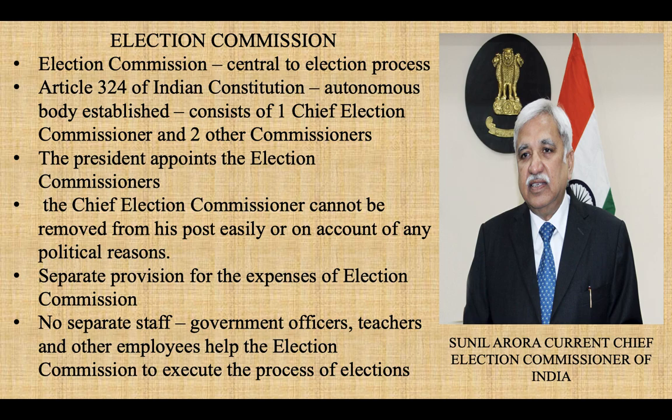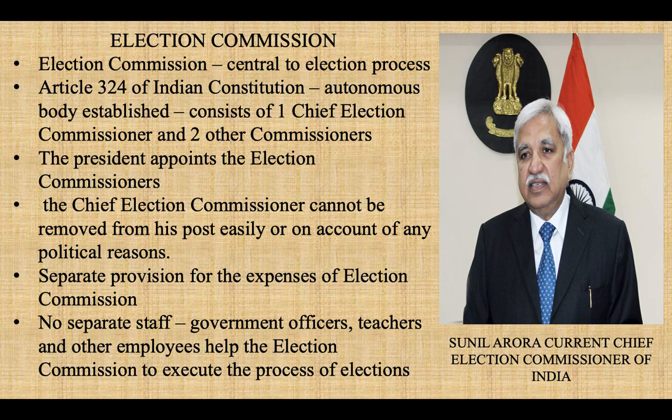In India, the Election Commission is central to the process of elections. Article 324 of the Indian Constitution has established this autonomous body, which consists of one chief election commissioner and two other commissioners. So, according to our Indian Constitution, Article number 324 gives full authority, autonomous meaning to have freedom to govern itself. So this particular commission has the right to make certain rules and regulations without the interference of the government. Of course, they have to work along with the law, but at the same time they have certain powers that they can make for themselves.